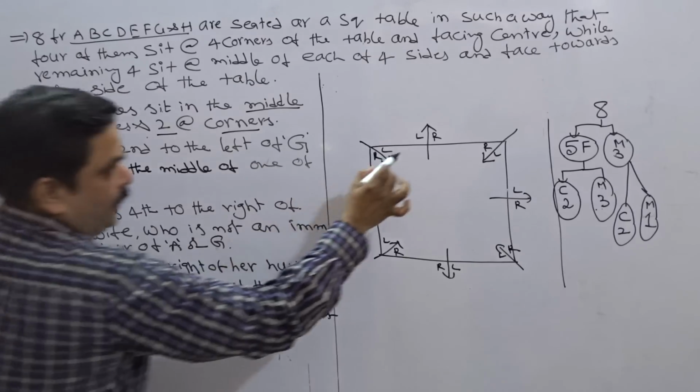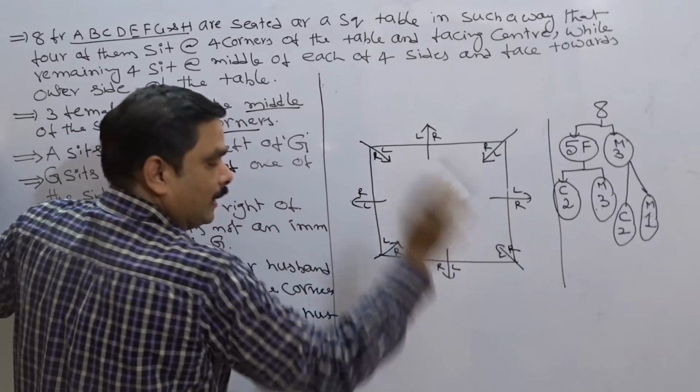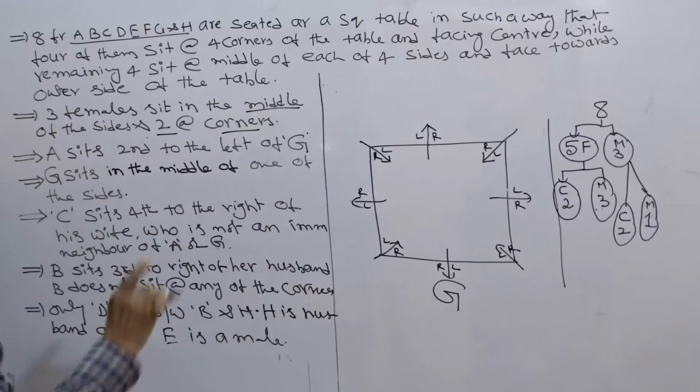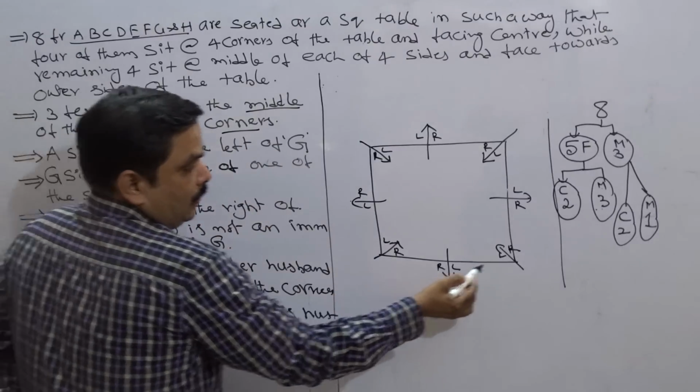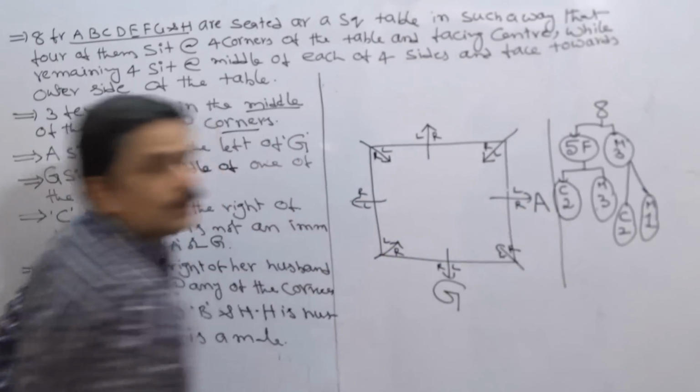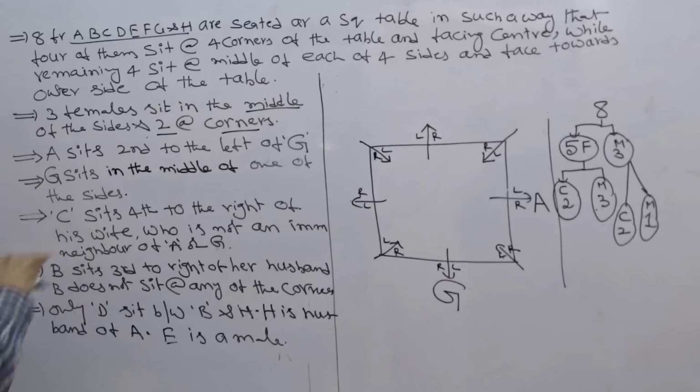Now any 4 places, 1, 2, 3, 4, that is up to you, right? I'm taking here. This is G. Then after that, A sits second to the left of G. Now this is G. First, second, it must be A. This is over. Alright, now go for the next information.